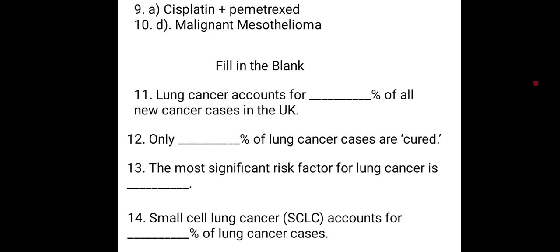11. You're going to be filling in the blanks. If you follow the lecture, you fill in this blank. Lung cancer accounts for blank percent of all new cancers in the UK. Number 12. Only blank percent of lung cancer cases are cured. 13. The most significant risk factor for lung cancer is blank. 14. Small cell lung cancer accounts for blank percent of lung cancer cases.